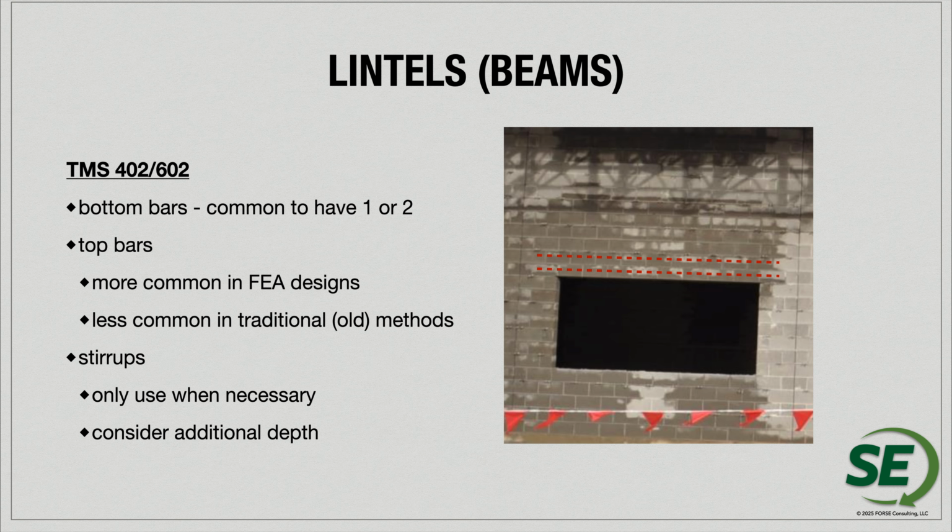The code also covers detailing for stirrups. If you need stirrups, a lot of times you would simply increase the depth of the lintel to alleviate the need for any steel stirrups within the masonry beams, lintels. But certainly if you have a limited depth lintel, then stirrups would be fairly useful.